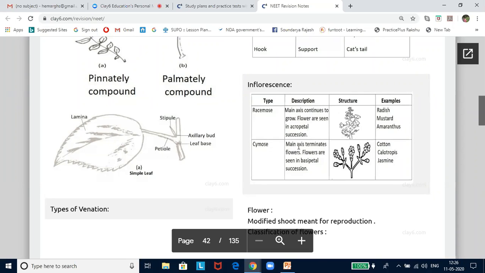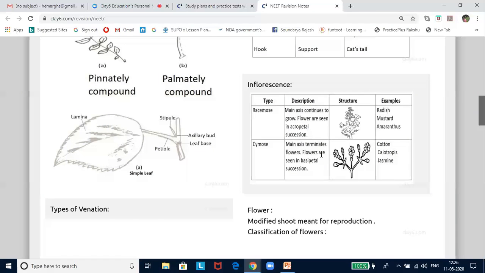In cymose inflorescence, the main axis will terminate in a flower and flowers are seen in basipetal succession. Basipetal means, since it is a determinate type of inflorescence, older flowers will be at the top and new flowers will be found at the bottom.